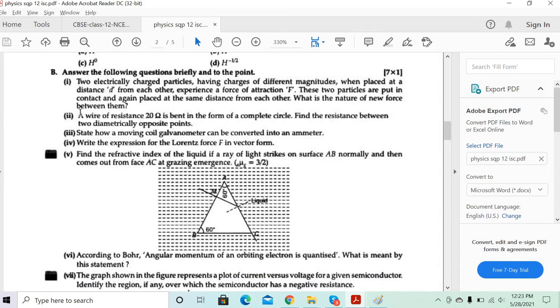All right. Next, Pulkit. The next one I had was 20. A wire of resistance 20 ohm is bent in the form of a complete circle. Yeah, this one I didn't get. Come on, this is such a simple question, Pulkit. The wire of resistance 20 ohm is bent in the form of a circle. Can you make a circle? And can you make a diameter? One end of the diameter is A, another end is B. Can you find the resistance between A and B?